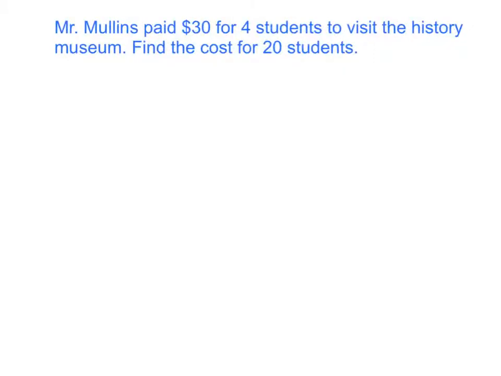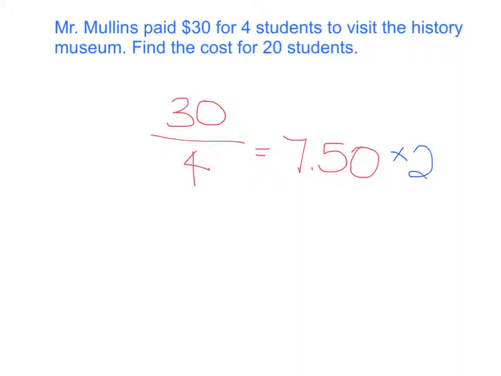You could also solve this problem using something that we call the constant of proportionality. And this is where you find the price of one student and then you multiply it by your 20. So to do that, you would take the price of your 4 and divide it. So 30 divided by 4 is going to equal $7.50. Then you can use that price and multiply it by any number that you're trying to solve for. In this case, we're trying to solve for 20, so we would multiply it by 20 and get 150.